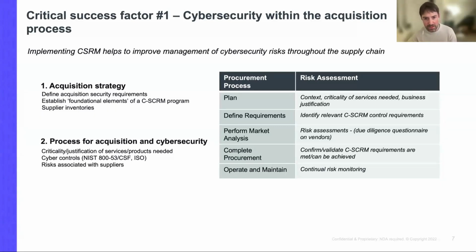So starting to plan the type of services that we need, that level of criticality, what context it comes from, and what's the business justification for us going out to procure and engage with third parties and the wider supply chain as well. And then starting to think about, in terms of those requirements specifically, what type of controls do we need to think about? So what relevant risk management process controls are important to us?